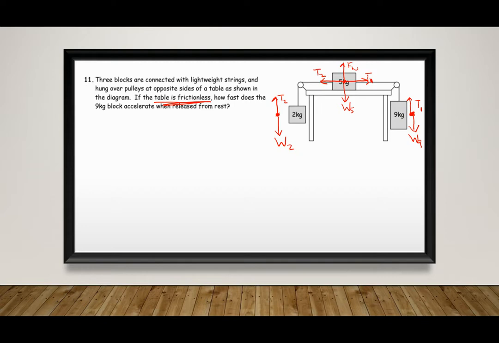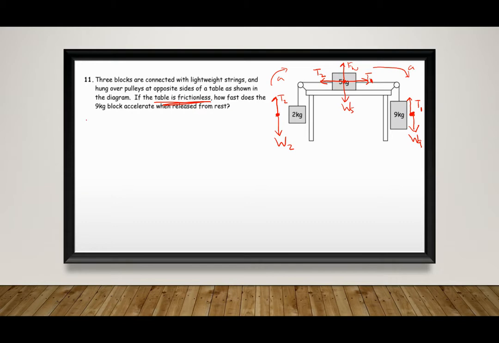of object 2. And I'm going to go ahead and pick my direction of acceleration, because if I get a negative value, that just tells me that my acceleration is in the other direction. So I'm going to assume that my acceleration is going to happen this way. So my acceleration is going to happen clockwise. Okay. So now I have to look at my sum of forces.